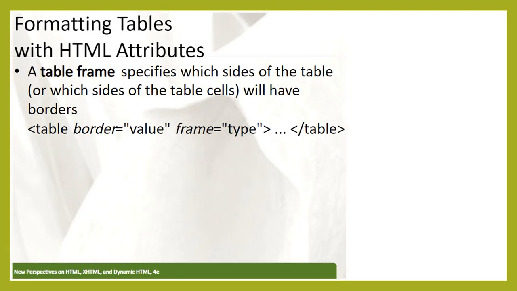Table frame specifies which sides of a table or which sides of the table cells will have borders. We can specify border equals value, frame equals type in the opening table tag. All these tr, td, th tags come under the table tag.